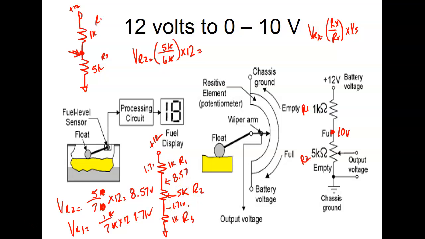So what would be my span? What voltages would I get out of my pot for my transfer function? You calculate those. Well, I've got plus 8.57 on the top. I've got plus 1.71 on the bottom. My span would be, my maximum I would get out of my pot would be 8.57 volts. My minimum I would get out of my pot would be 1.71.